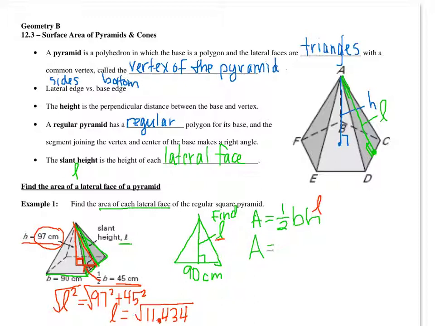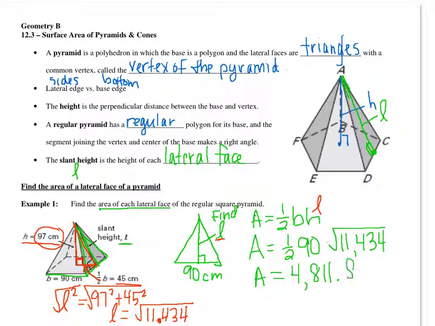Area is going to equal half. The base of my green triangle here is 90 times my slant height is the square root of 11,434. And now if you put that in your calculator, we haven't done any rounding. Now put that all into your calculator, and your final answer here you can round. So that's 4,811 and 84 hundredths. My units would be centimeters squared, because since I'm finding the area of a triangle. And that's my answer right there.